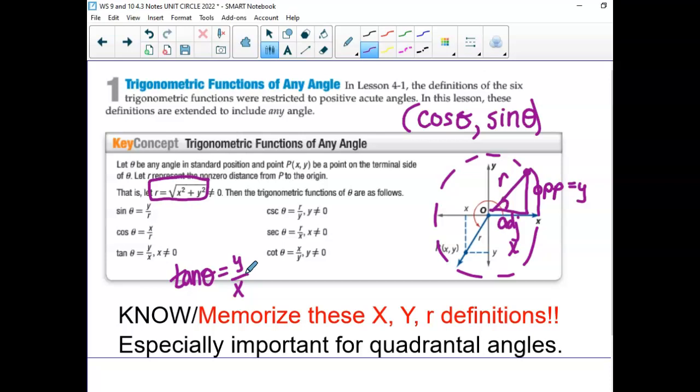Do you have some of this? Do you have space for this? You have this in your notes? Okay.